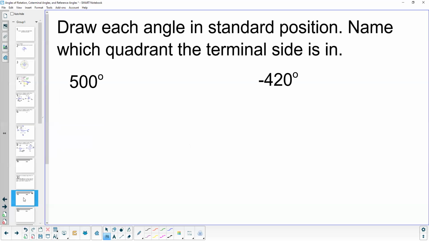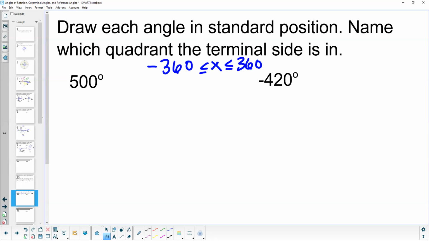So let's take a look at a couple of these angles here that we want to draw in standard position. Now notice this is 500 and negative 420. Both of those are bigger than 360 in their quantity, right? 500 is greater than 360. Negative 420, well, 420 is bigger than negative 360. So we can kind of see it that way. So what we want to do to figure out if they are in standard position is we need to get them between that negative 360 and the positive 360. So we need to get the numbers in there. So if it's bigger than 360, we want to subtract 360. If it's less than that, we want to add it.